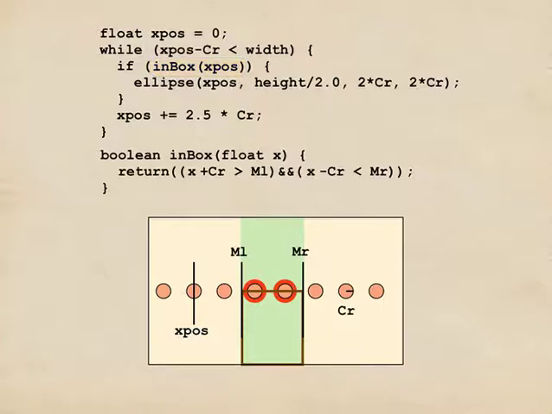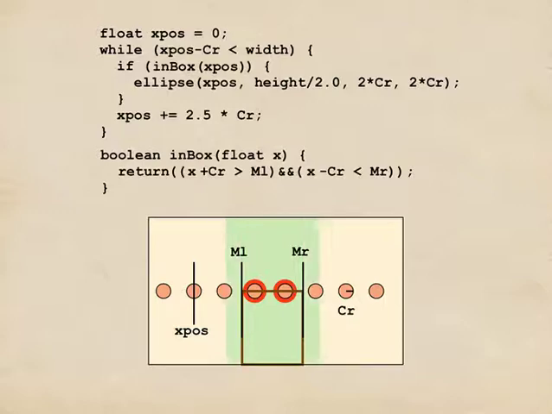And now we're done, right? Well, we're not because we have it backwards. Take a look at the if test. It's saying if we're inside the box, draw the ellipse. But we want the reverse of that. We want if we're not inside the box, then draw the ellipse.